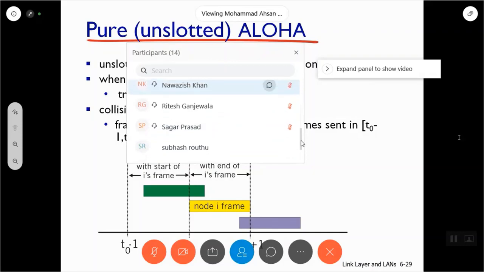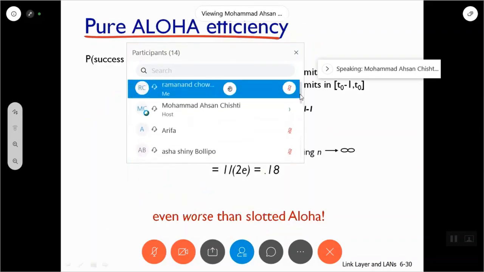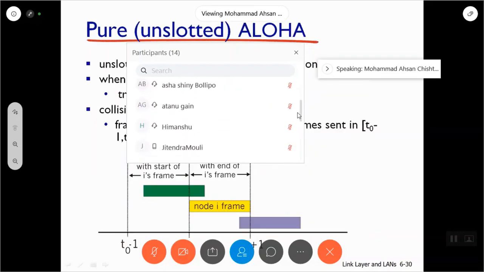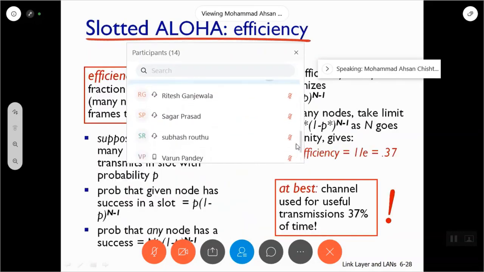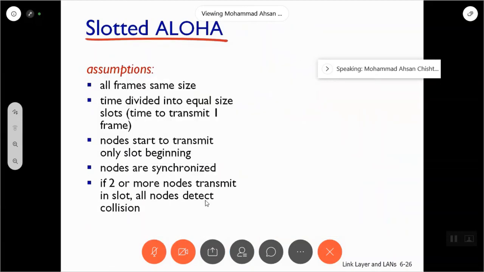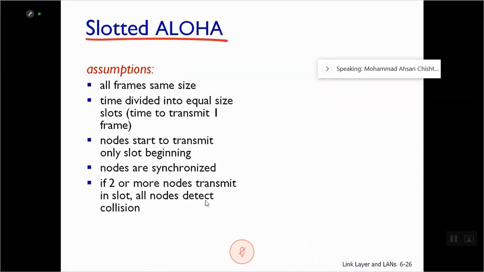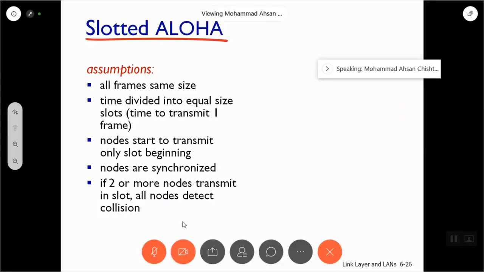To understand this, let's go back to slotted Aloha. Some assumptions that we took here are equal size frames and time divided into equal slots. Equal slot here means that if you want to transmit one frame, you would require a single time slot to send. You do not break a frame and send half a frame in one time slot and half in another time slot.